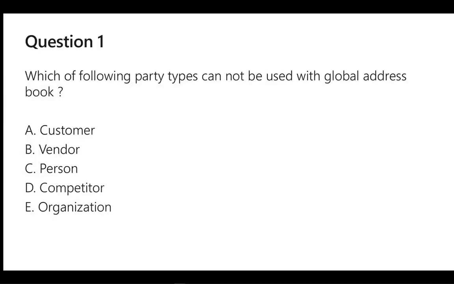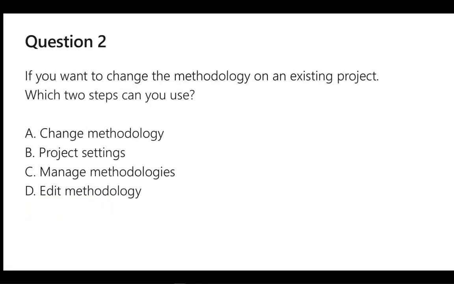Now, let's take a quick look at some practice questions. Question 1. Which of the following party types cannot be used with a global address book? A. Customer, B. Vendor, C. Person, D. Competitor, E. Organization. The correct answer is E. Organization.